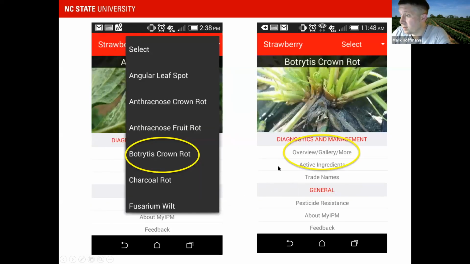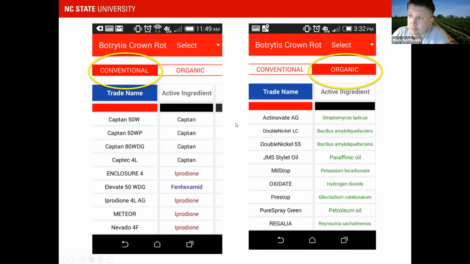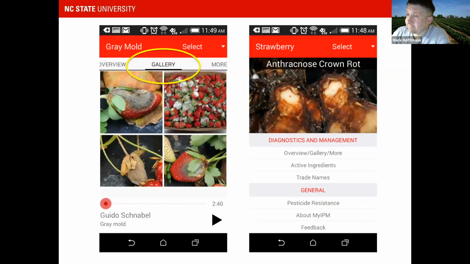For example, you can do it for botrytis, and you see here, this is how it looks when it's at the crown. And you have chemical control methods that you also can click on play, and it's going to be read to you. So it is a very, very useful tool. There are conventional and organic recommendations in it.